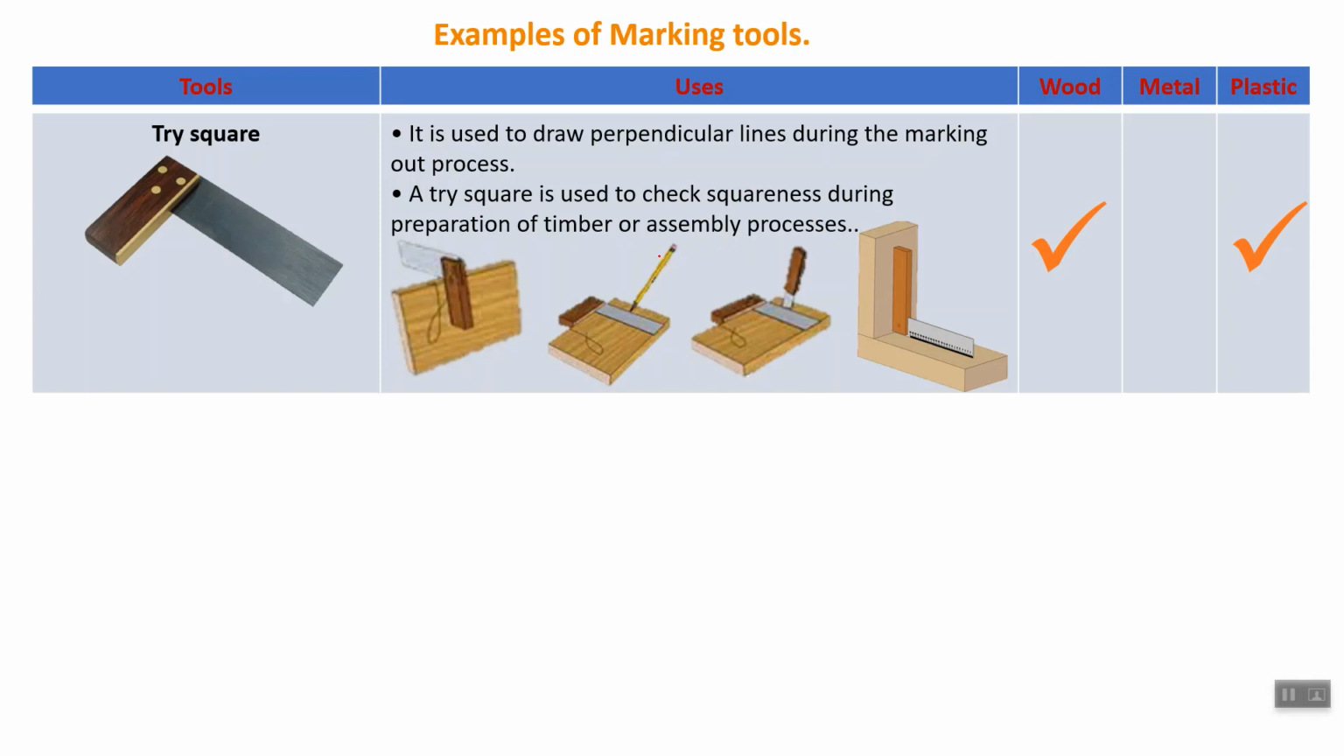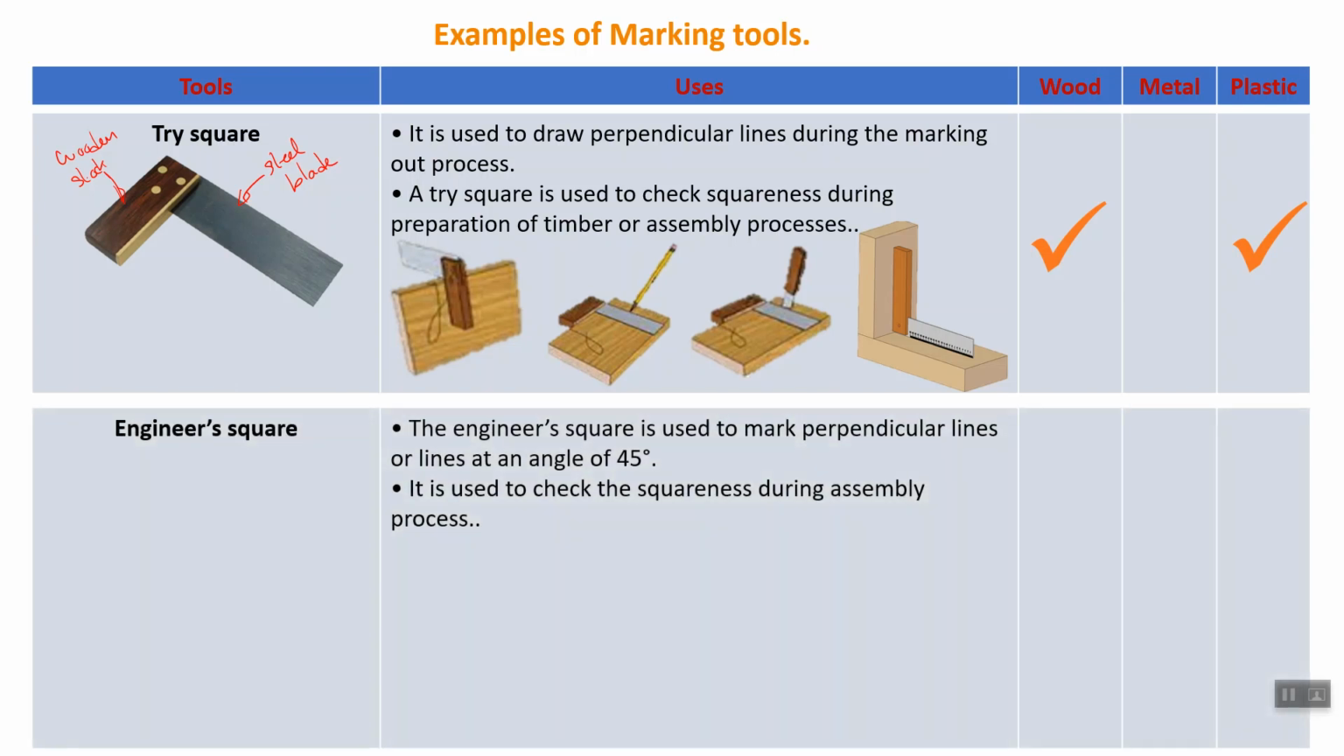The tri-square is made up of a wooden stock and a steel blade. It's not a cutting blade, but we call it a blade. So it is different from the engineer square.